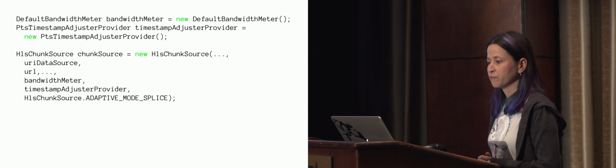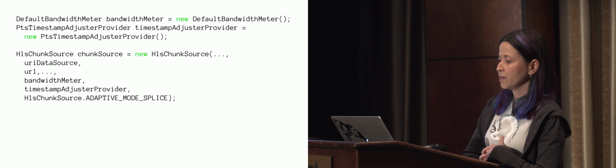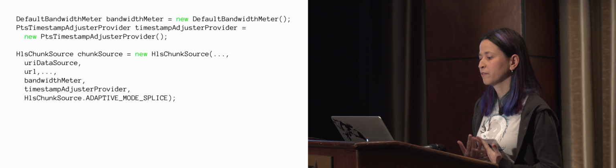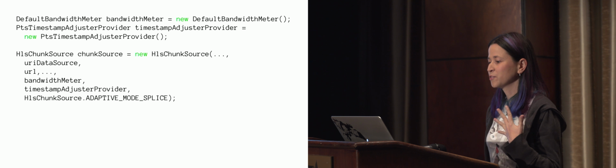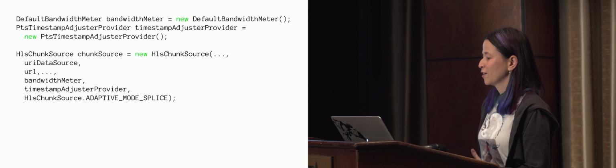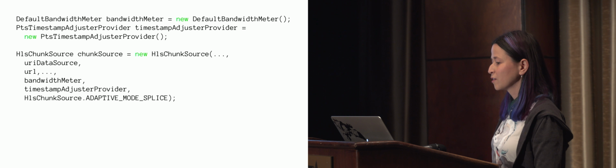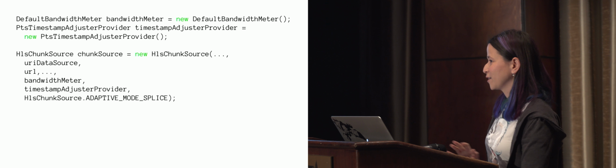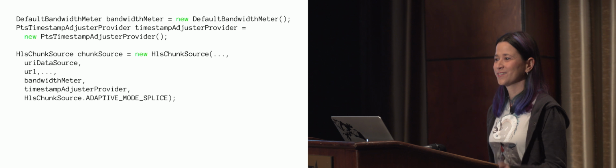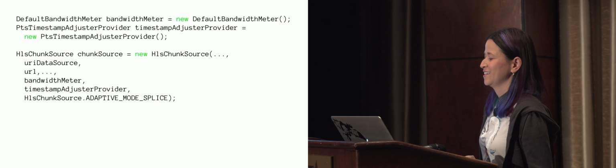And this is the example of instantiating the new HLS chunk source. It uses a bandwidth meter to calculate the current available bandwidth and a PTS timestamp to adjust the PTS timestamps contained in a chunk with a given discontinuity sequence. If you don't know what that means, that's fine. I'm not sure I do either. Like I said, the default works, so we didn't go into too much digging around that.